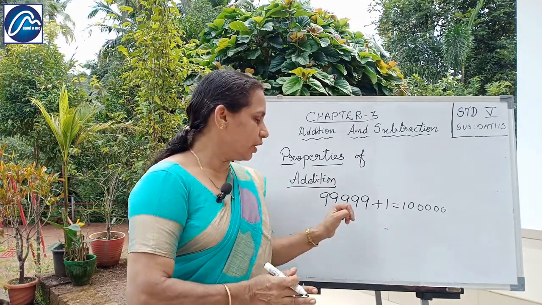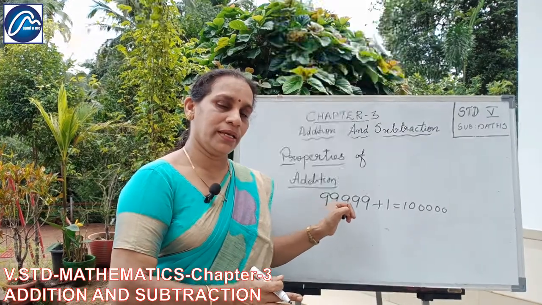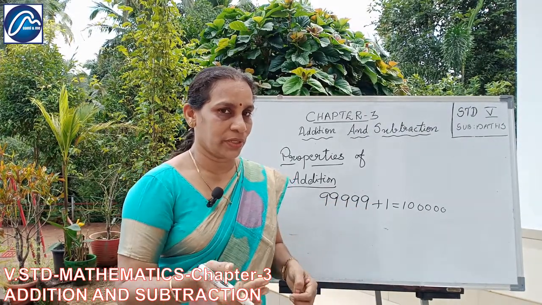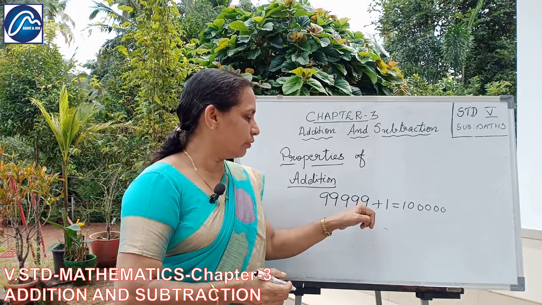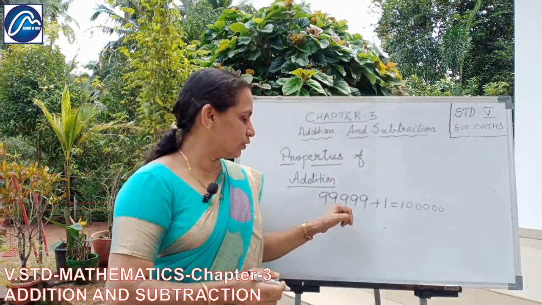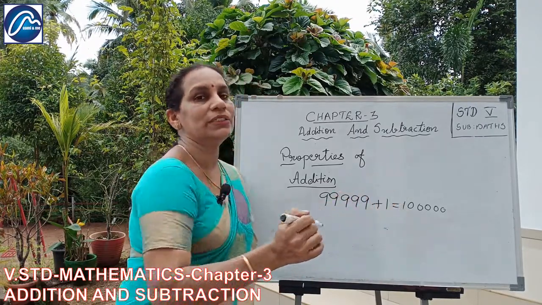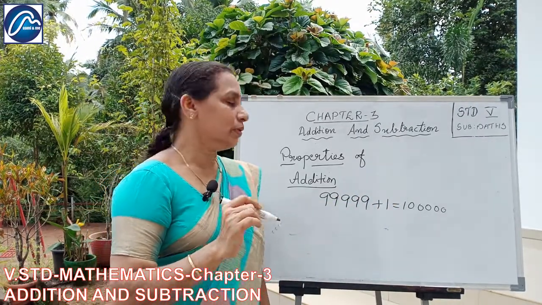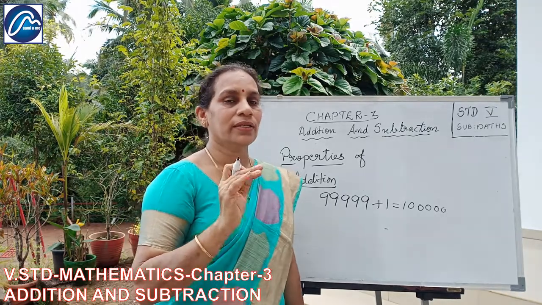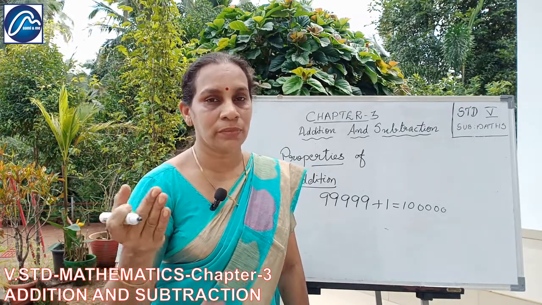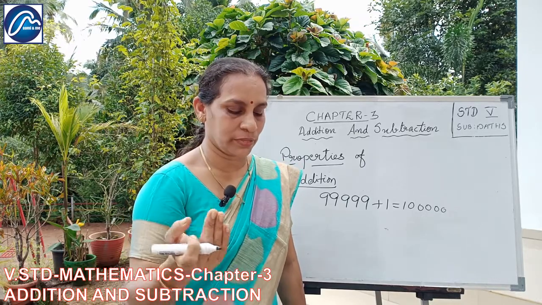Okay. When you are adding 1 to 99,999, a 5-digit number, you get a 6-digit number. For that, you have to put this many zeros and a 1. That means 5 zeros and 1. That means 1 lakh. Okay. So, when you are adding a number with 1, you will get the successor or the next number.